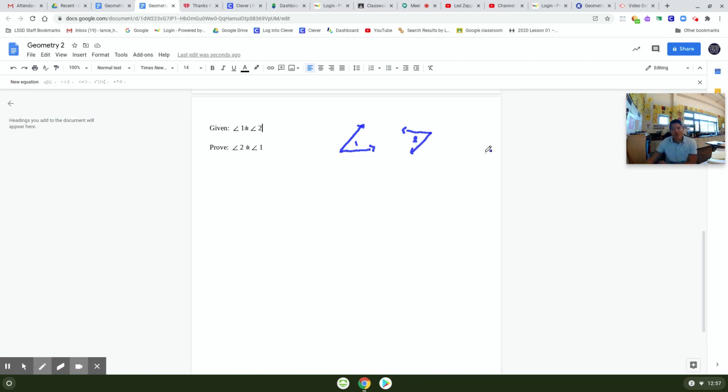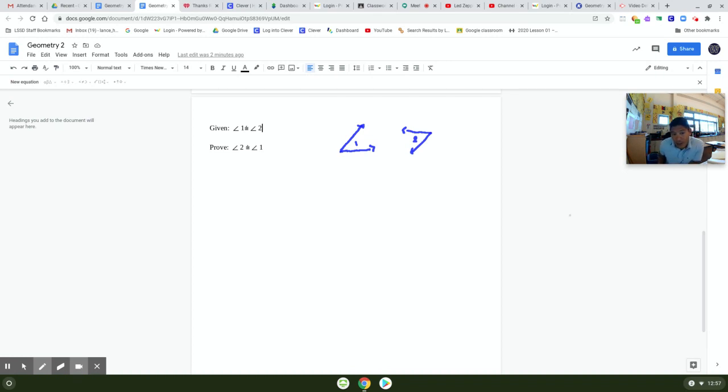At least to begin with, it'd be pretty difficult for me to say, well, write your own two-column proof for given angle 1 is congruent to angle 2, and try to prove that angle 2 is congruent to angle 1, or any other two-column proof. So we're going to try to build up to you writing your own two-column proofs. To begin with, we'll go over filling in certain parts of already constructed two-column proofs, but eventually what you're going to have to do is write your own two-column proof. So we might as well go over an example on how to do that.